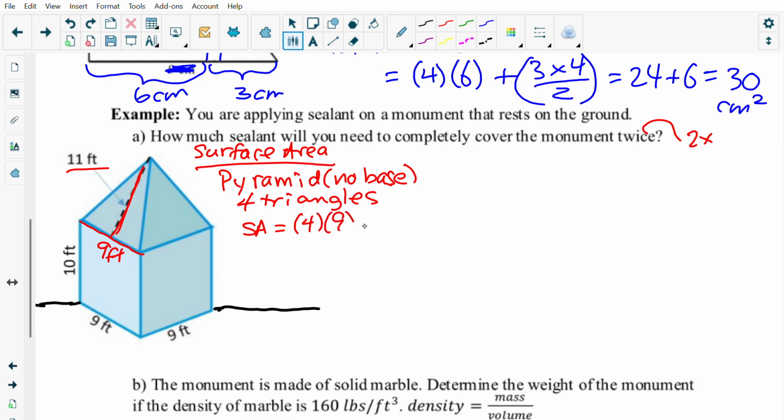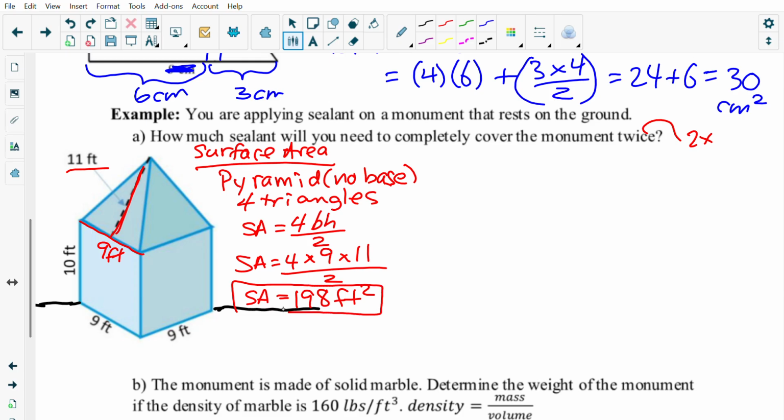Base times height. Oops, sorry. Let me do this. 4 triangles, so 4 times base times height divided by 2, since I have 4 triangles. So surface area equals 4 times, what's my base? 9 times height, which is 11, divided by 2. Surface area equals 198 square feet. Put a box around that. That's the 4 triangular faces, right? 4 triangles. Now I need a rectangular prism. So you see the bottom part is a box or a rectangular prism.